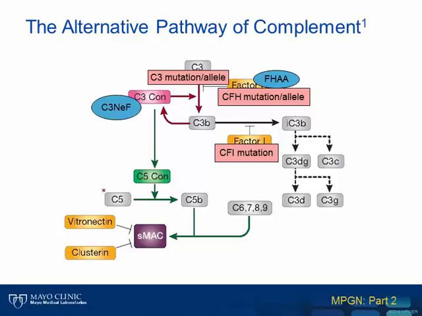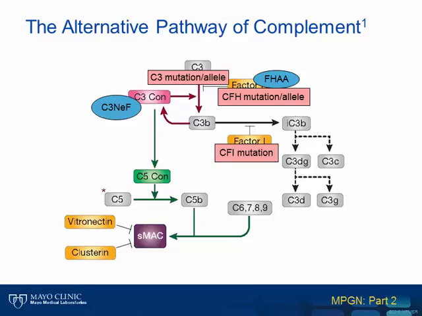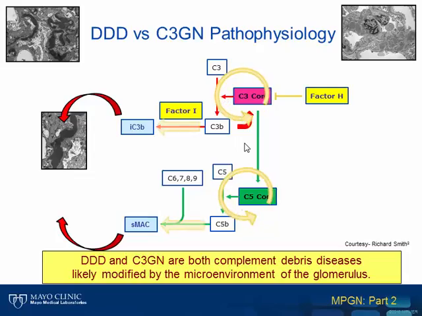So there are various ways that the alternative pathway can become abnormal or overactive. It gets more complex, but these are the more common abnormalities of the alternative pathway that result in overactivity. So what's the difference between dense deposit disease and C3 glomerulonephritis? Why does one patient who has a factor H mutation get C3 glomerulonephritis, and another patient with a factor I mutation get dense deposit disease? We don't know for sure at this point.